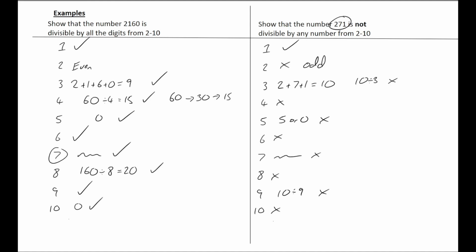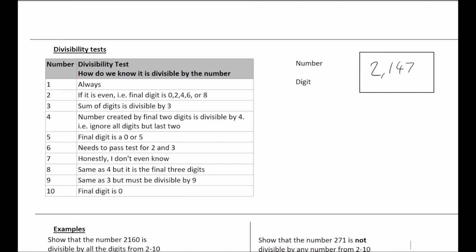All right, so those are all the rules being used to test to see whether a number is or is not divisible by the digits 2 through to 10. Make sure you've got this table to refer to whenever you are trying to answer these questions in order to find if a number is divisible or not.